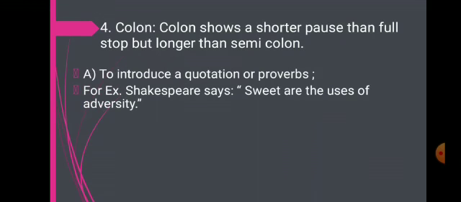For example, Shakespeare says, what does Shakespeare say? It is his exact wording: sweet are the uses of adversity. So this is the quotation.